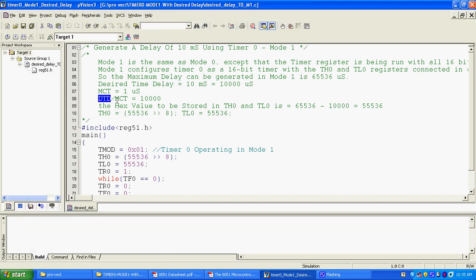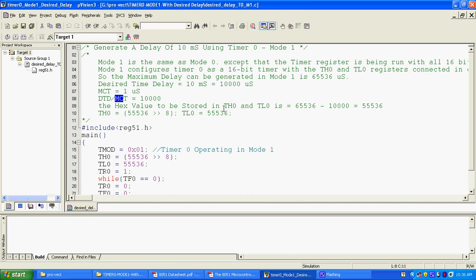The desired time delay (DTD) divided by the machine cycle time (MCT) is equal to 10,000, because we need to create a delay of 10,000 microseconds divided by 1 microsecond, which is equal to 10,000. The value to be stored in TH0 and TL0 is 65,536 minus 10,000, which is equal to 55,536. It means we have to store 55,536 in TH0 and TL0. I think all of you are getting my point.